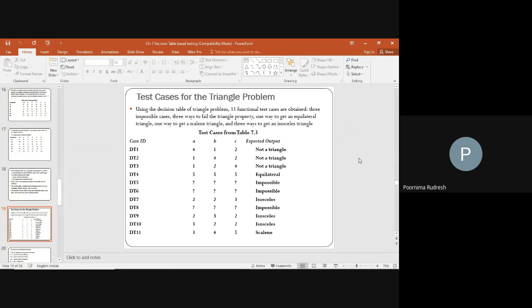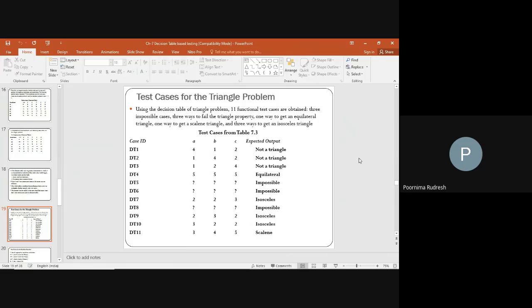Okay. So first I'll start with the construction of test cases for the triangle problem. You already know the conditions for the triangle problem, right? First you have to check whether we can construct the triangle or not. If not possible, then we'll display the message as not a triangle. And if it is possible to construct the triangle, after that we are going to identify what type of triangle it is based on the sides of the triangle.